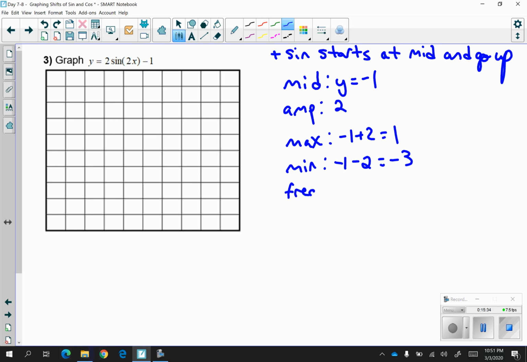Your frequency is 2 because of the 2x. Your period is 2 pi over that frequency. And if your period is pi, that means your quarter points is going to start with pi over 4.